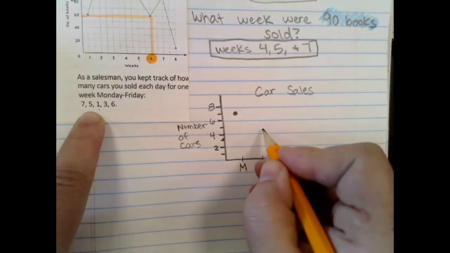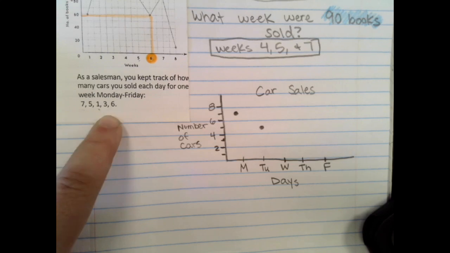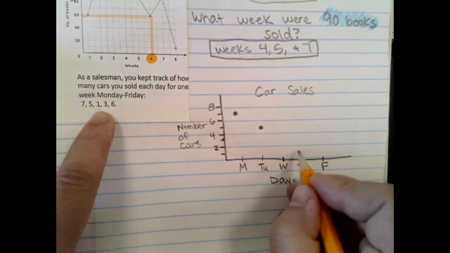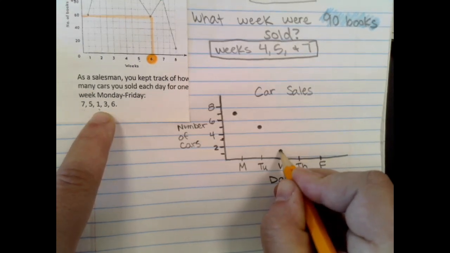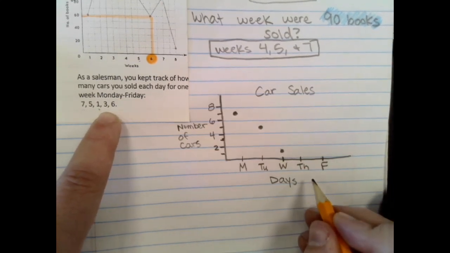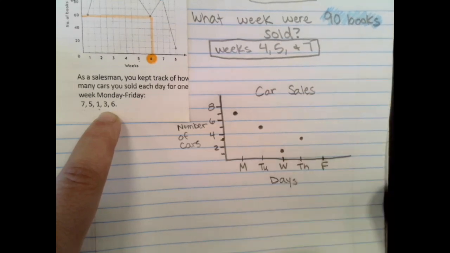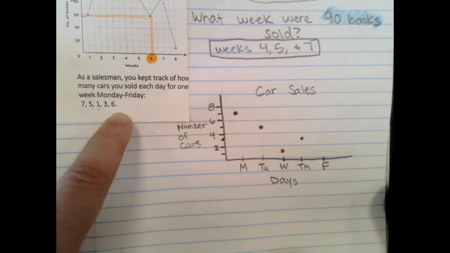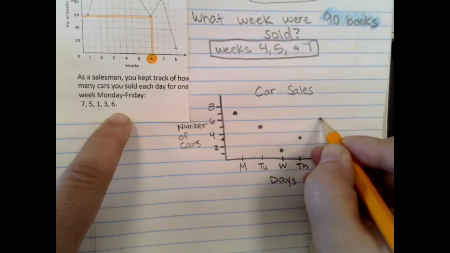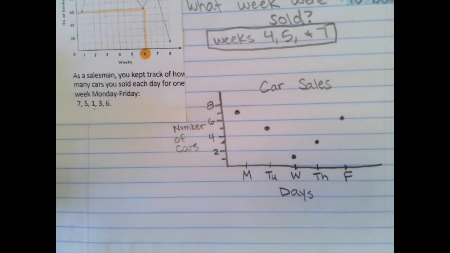Tuesday is 5. Wednesday is 1. Then it starts to be the weekend. Maybe they start a new sale. Thursday goes up to 3. And Friday is 6.